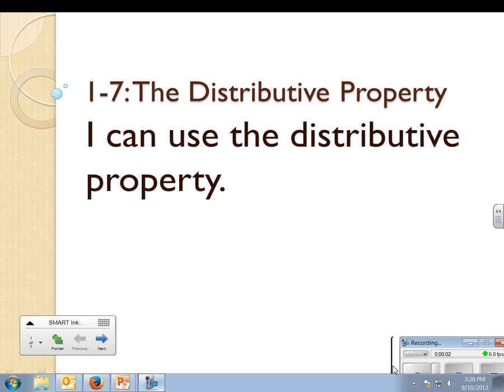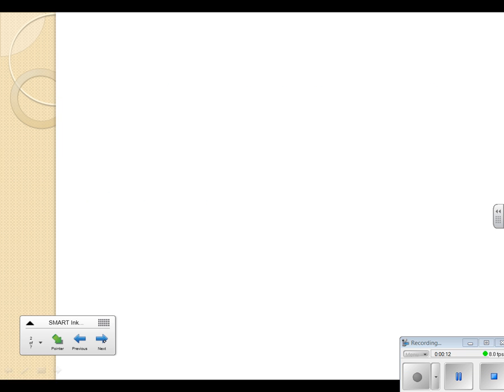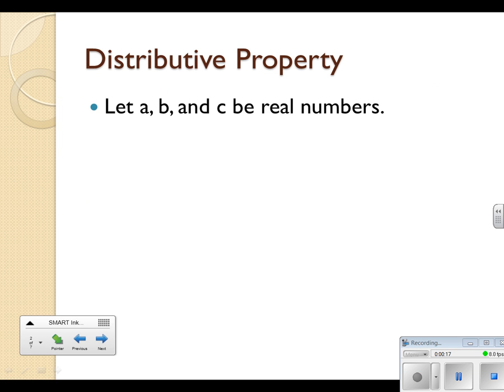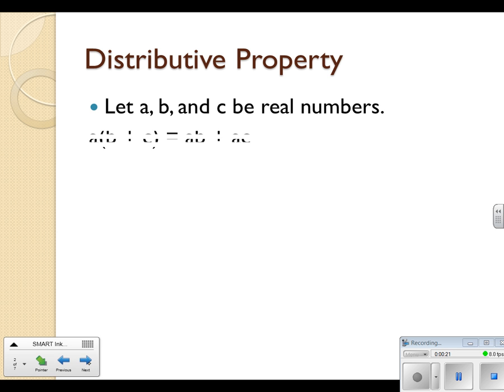In this video 1-7 we will be looking at the distributive property. By the end of the video and the work time in class you should be able to say, I can use the distributive property. So what is this property all about? Let A, B, and C be real numbers. A times in parentheses B plus C is the same as A times B plus A times C.